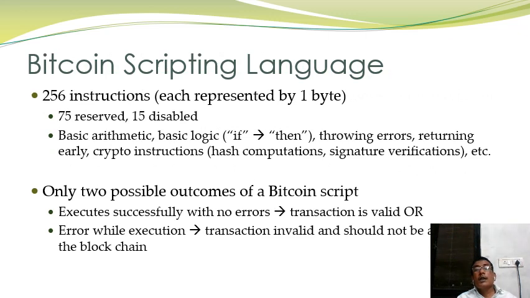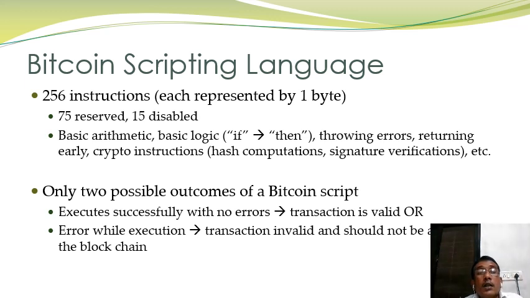So the Bitcoin scripting language consists of 256 instructions. Each instruction is represented by 1 byte. 75 instructions are reserved, and 15 instructions are disabled. Basic arithmetic, basic logic, and if-then conditions can be used, but there should not be loops.